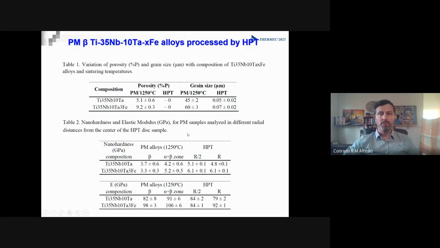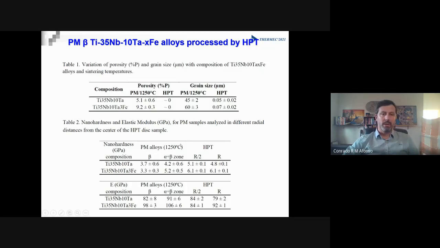Now I'm going to show some results of the HPT samples. So for the alloy without iron, we had a porosity of 5% that after HPT is reduced significantly to 0. So we killed all the porosity in this alloy. The grain size was 45 microns before HPT, and after HPT around 50 nanometers. So we reduced it 3 orders of magnitude, the grain size of the alloy. And for the alloy with iron, we have a porosity of 9 that went to 0 as well, and a grain size of 16 microns that went to 17 nanometers.